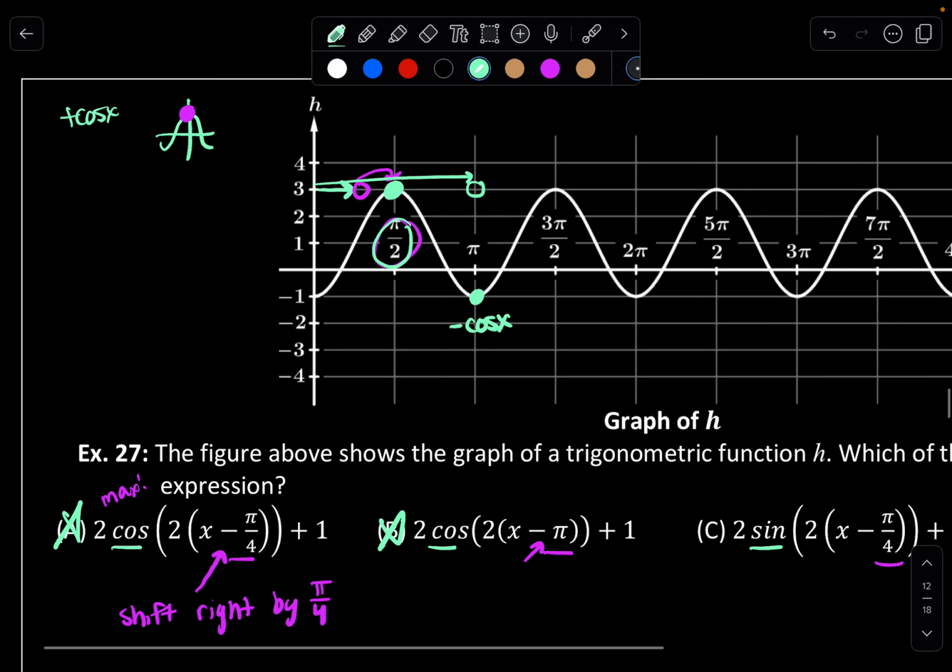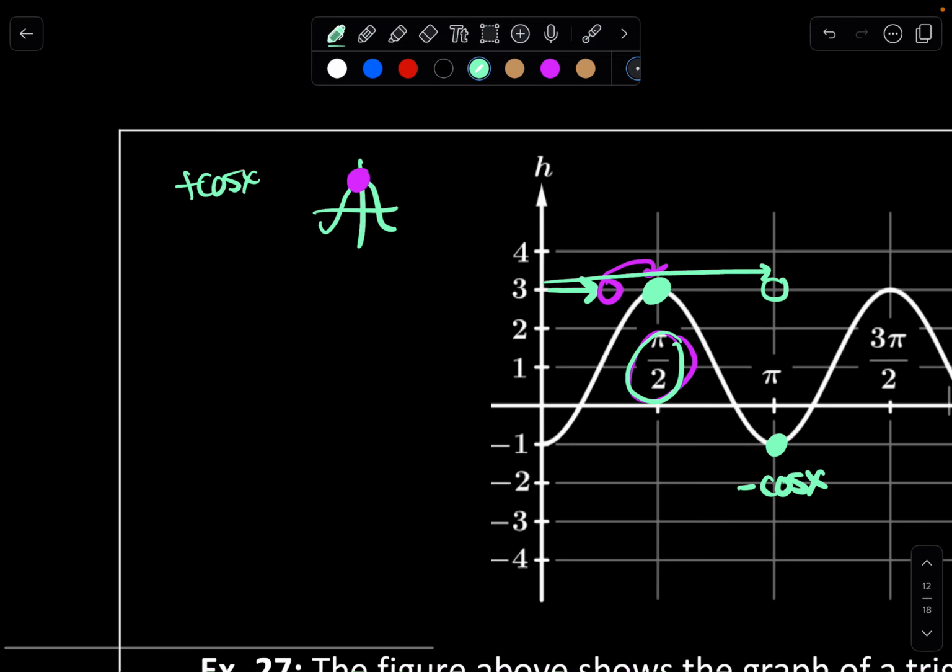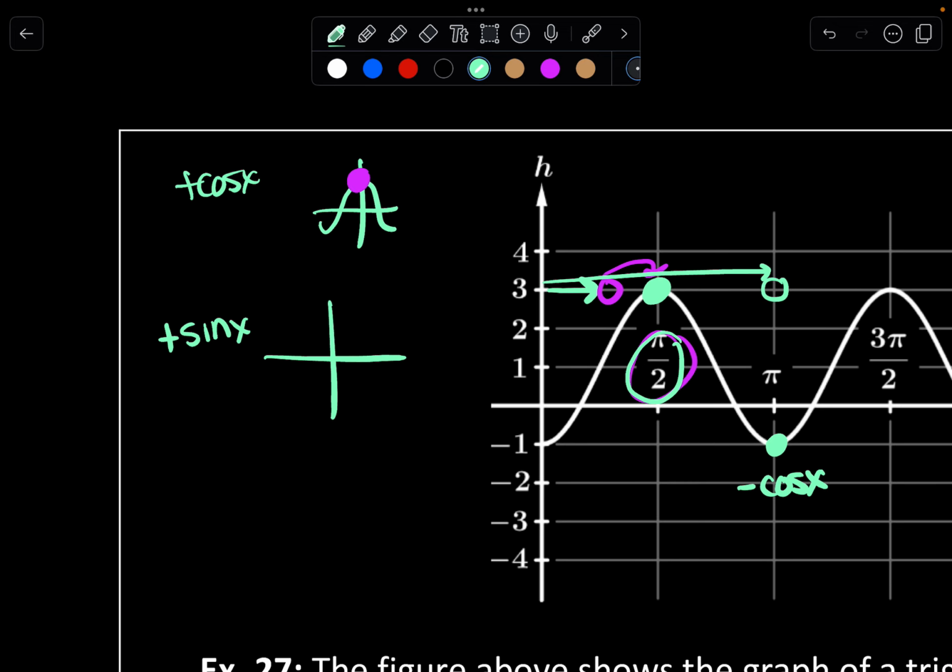So now let's flip over to C. That means we have to change our mindset. So now we're looking at positive sine x, which means I want to see when does our sinusoidal curve increase through the midline. All right, so this is what I'm looking for. I want to see when does it increase through the midline.